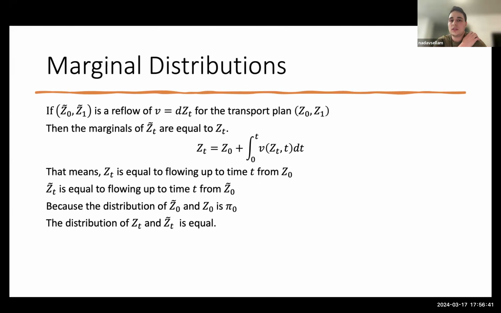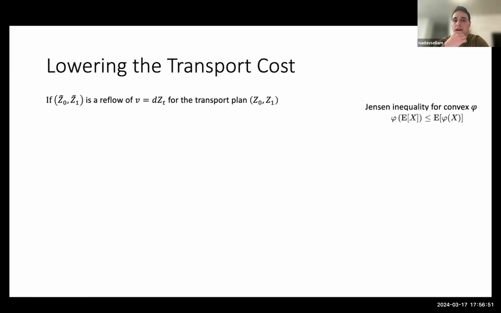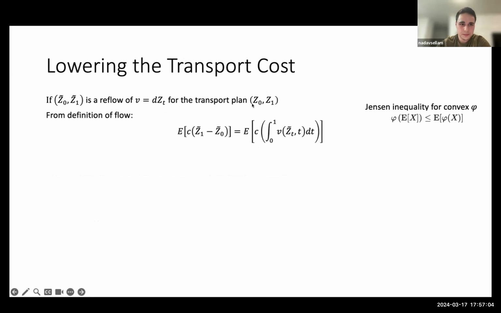And because the permutation does not affect the distribution, we can say that the marginal distributions of ZT and ZT tilde are the same. So how can we prove that the transport cost indeed decreases after reflowing? Let's assume that Z0 tilde and Z1 tilde are the result of reflowing the vector field V over the transport plan Z0 and Z1.